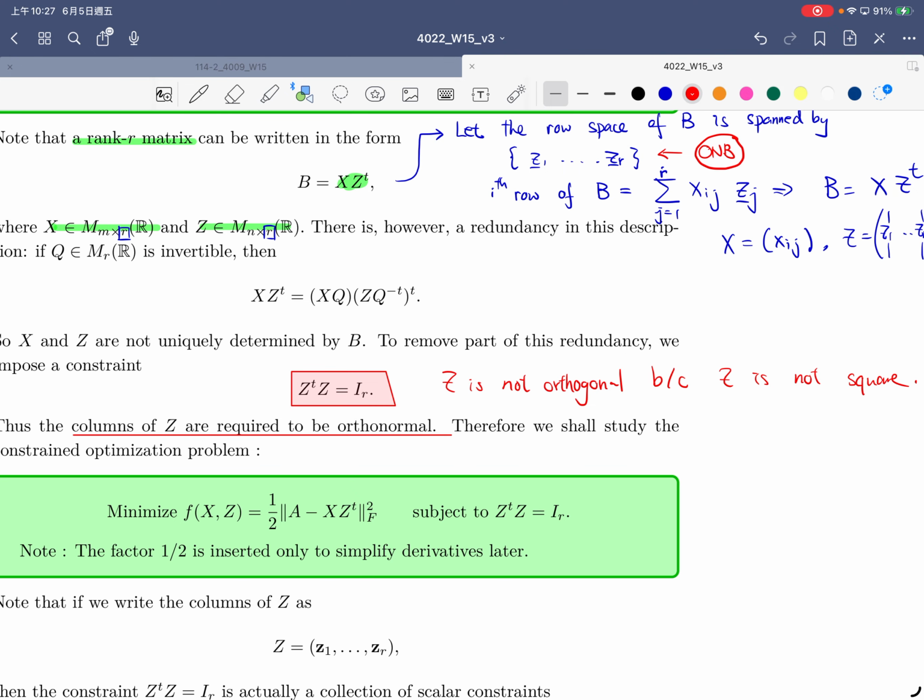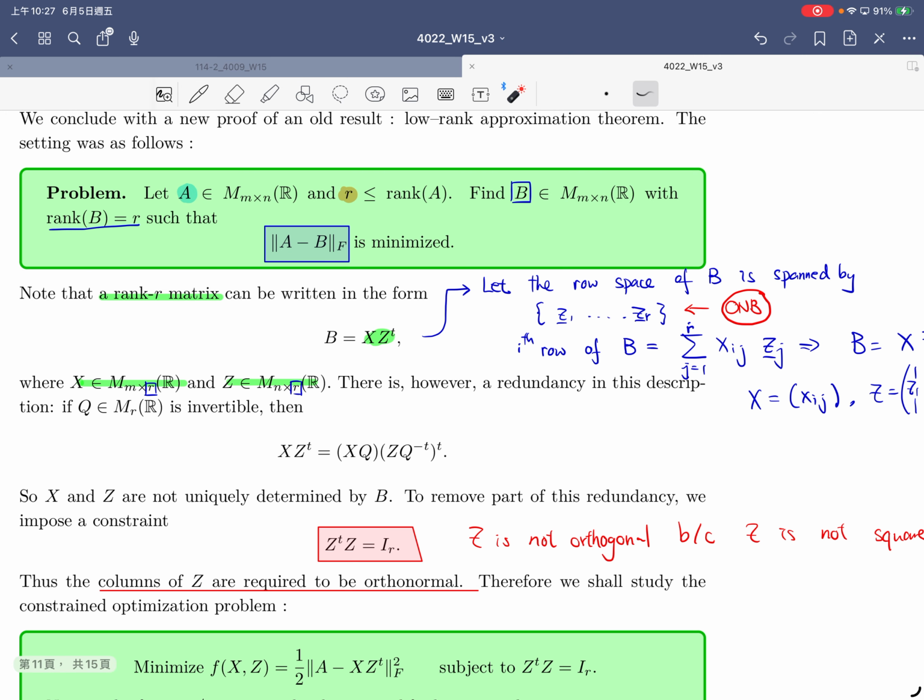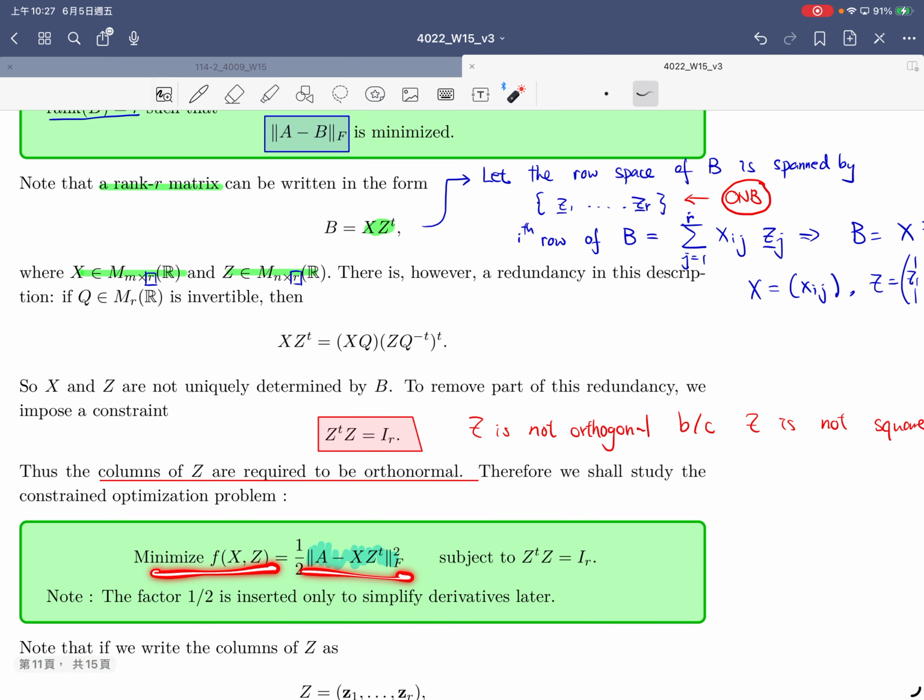So, in other words, I'm trying to transform my optimization problem. Initially, I try to minimize A minus B such that the rank of B is R. Because I can replace a rank R matrix by X times Z transpose, I'm really just minimizing this term over here. I'm putting a constant in the front just for convenience later, to simplify the derivatives.